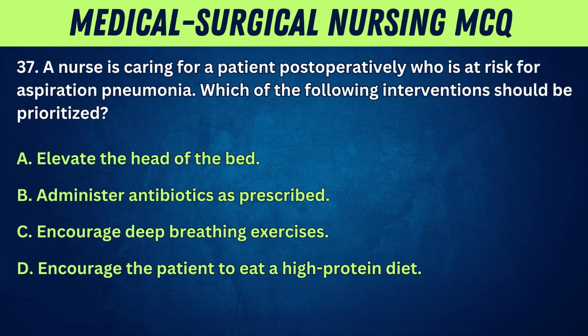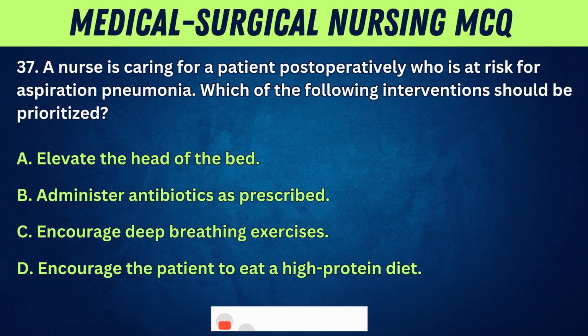37. A nurse is caring for a patient postoperatively who is at risk for aspiration pneumonia. Which of the following interventions should be prioritized? A. Elevate the head of the bed. B. Administer antibiotics as prescribed. C. Encourage deep breathing exercises. D. Encourage the patient to eat a high-protein diet.